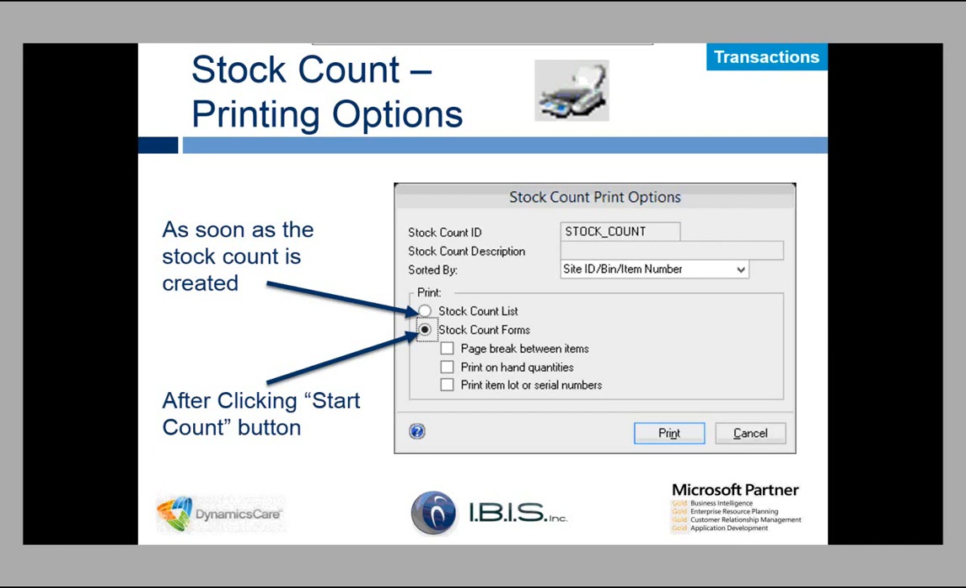This is an option because some people don't want to know what's currently in the bin or what the system thinks is in the bin. This often keeps your counters from fudging the numbers. If they don't feel like counting all the locations, they might just write down all of the on-hand quantities. Typically, people choose not to print the on-hand quantities just so the counting actually occurs.